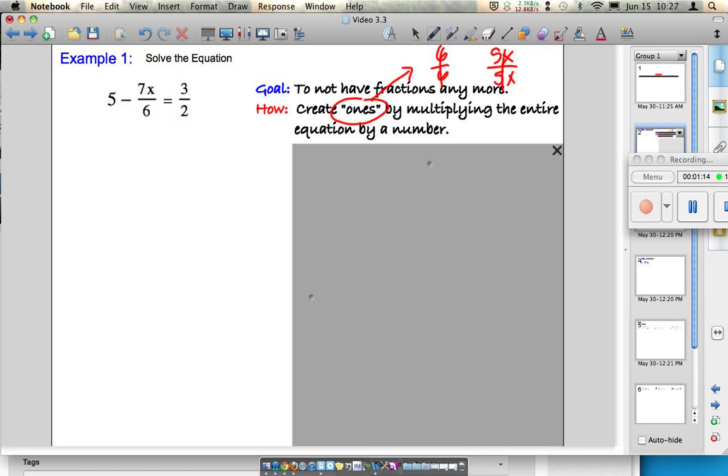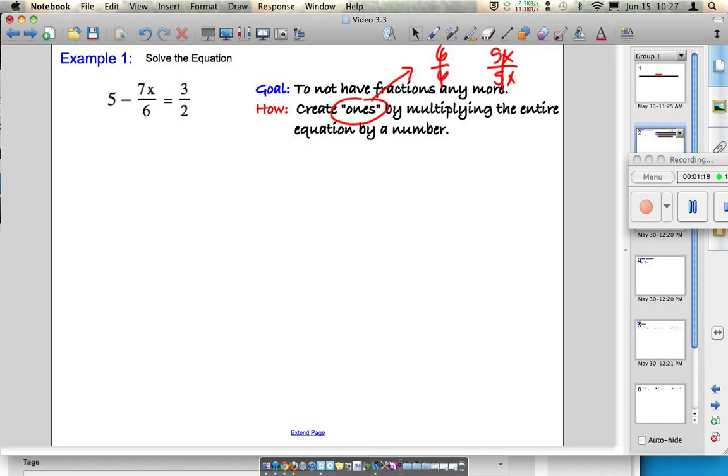So we're going to create those ones by multiplying the entire thing by a number. And the trick is what number? Well, we look at the fractions and we look at the bottoms. That's what we want to get rid of. If we don't have a denominator, then we don't have fractions. Now, one quick thing: 5, remember, is 5 over 1. When you have a number that's not a fraction and you need it to be a fraction, we put it over 1, because anything divided by 1 is still the same number. 5 divided by 1 is 5.